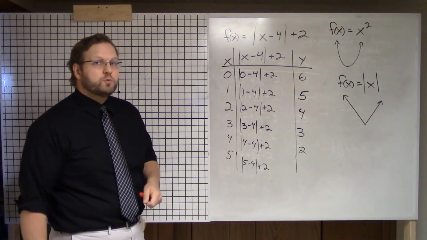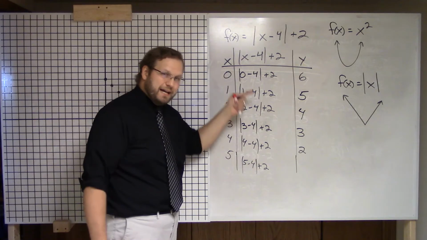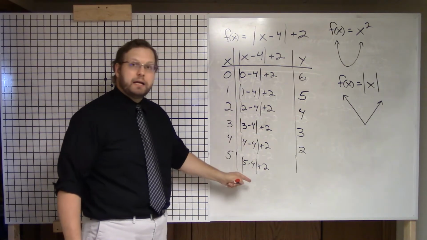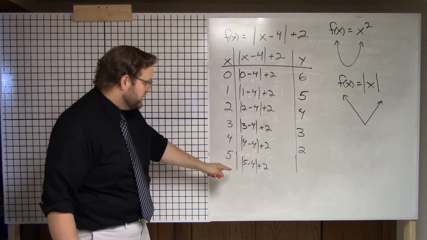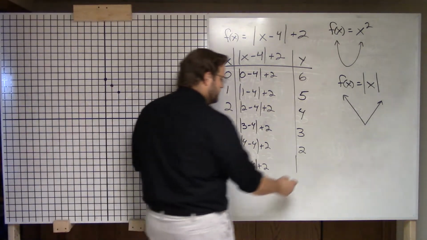5 minus 4 is 1. Now that's a different thing. Okay? Up until this point, we've always gotten negatives, and then we got a 0, and now we have a positive. So let's see how this plays out. 5 minus 4 is 1. Absolute value is 1. 1 plus 2 is 3.